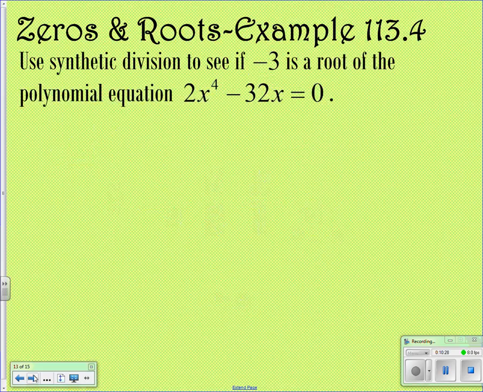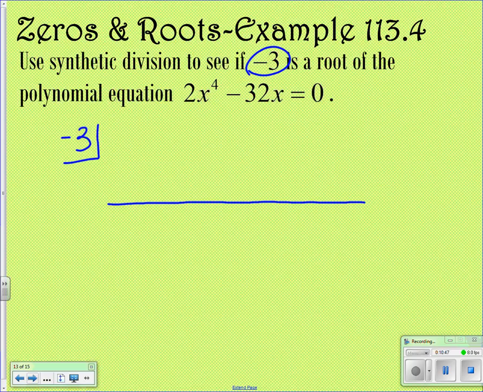Looking at the next one, use synthetic division to see if it's a root. Well, it's a root because we've got a polynomial equation here. We have an equation, not just a polynomial. But you're going to set it up the same way. So we're going to have -3. It's going to go in our box. Remember, we don't switch the sign because they told us, use -3. You only switch the sign whenever it's x minus or x plus the number, okay?